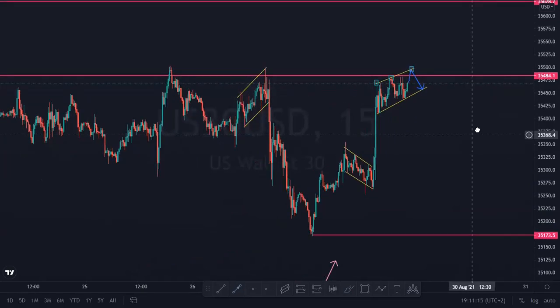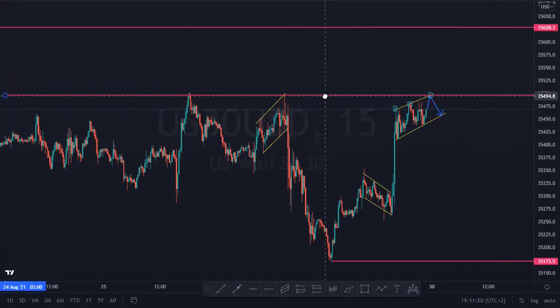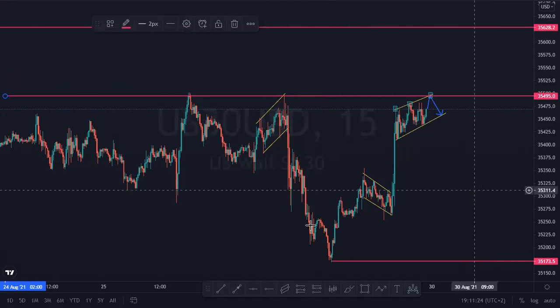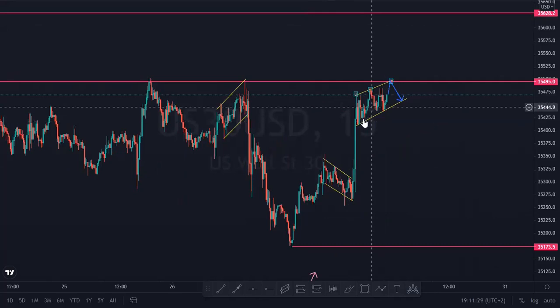Okay, guys. Here on 15-minute time frame, if you see here, this has been an area of struggle. So now the USD is still pushing up.